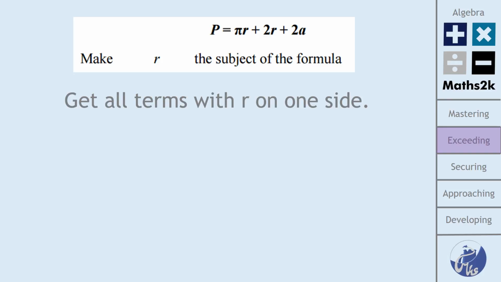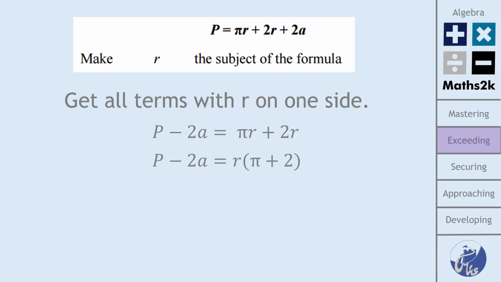So what we want to do in this case is to get all terms with R on one side. Now, at the minute they are on one side, but we want only the R terms on that side, so that plus 2a that's at the end, we will need to rearrange the formula to remove that by subtracting 2a from both sides. So now that I've got the R terms on one side and only terms with R on that side, I'm now going to factorize it.